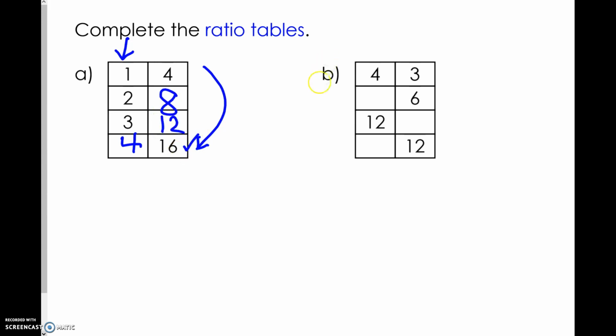Let's try question B. We can see in the first column we probably skip count by fours. Let's try 4, 8, 12, 16. The second column, it looks like we skip count by threes. 3, 6, 9, 12.